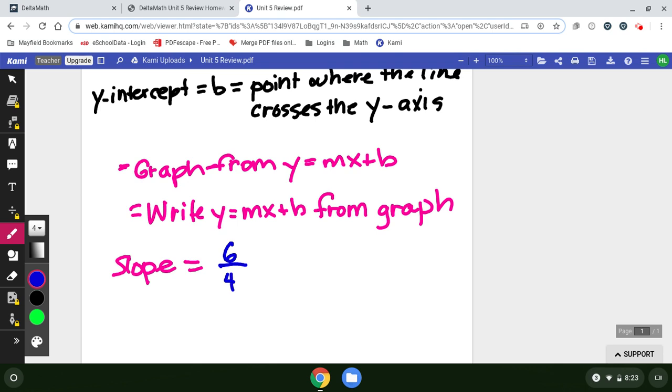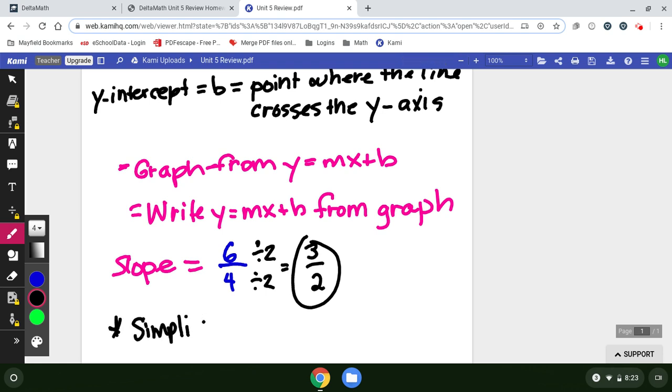So if I have 6 over 4, and I enter that into Delta Math, I'm going to get that wrong because it's not simplified. And a lot of you did that during your assignments because I can simplify this using a calculator, or I can divide both by 2, and my slope is going to be 3 over 2. So that's 2 things. Make sure you simplify and have a fraction.